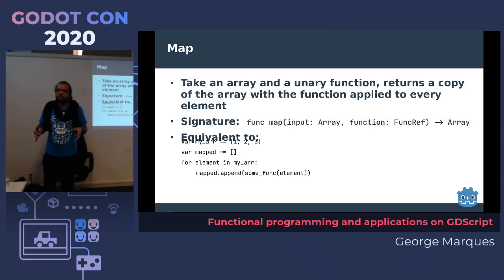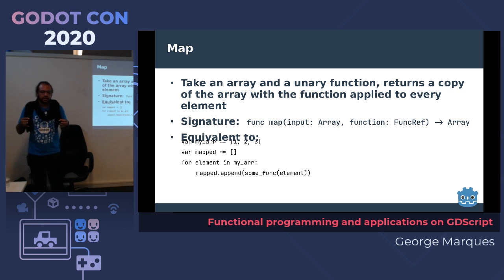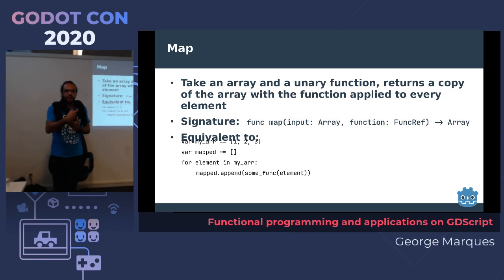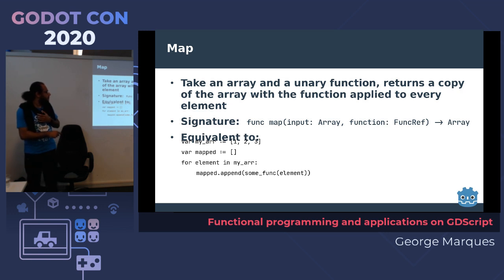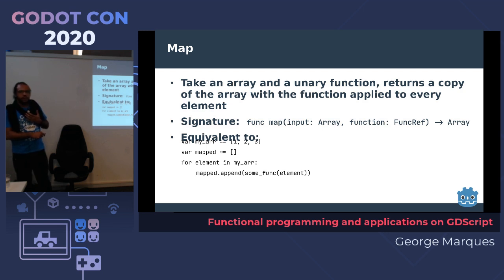Map is a function that takes an array, any array, and another function that's a unary function, which means that it takes one argument. What it does is return a copy of the array with the function that you pass applied to every element of it. So here's the signature. You have the input array, and you also receive a function, like a funcref, and it returns a copy of the array. It's equivalent to, oh, the slide's a bit unformatted, but you have an array, you create a new array with the mapped values, you call the function with each element in this loop, append to the result, and then you just have the result.